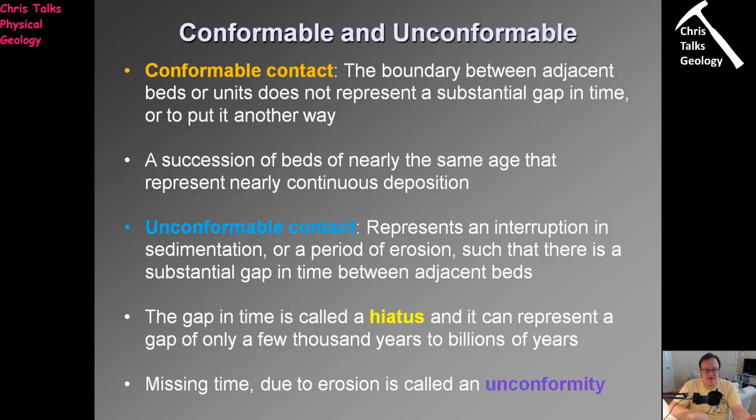Then I have an unconformable contact, and that's when 2 layers of rock are touching each other, and the contact between them represents an interruption to sedimentation or a period of erosion. Essentially it means there's lost rock. So my layer A could date to 500 million years ago, and layer B could date to 300 million years ago. Well, that means the contact between them represents 200 million years of lost material, doesn't it? And that's what we refer to as an unconformity.